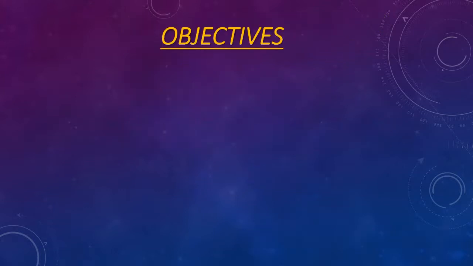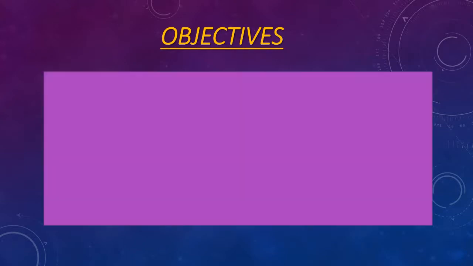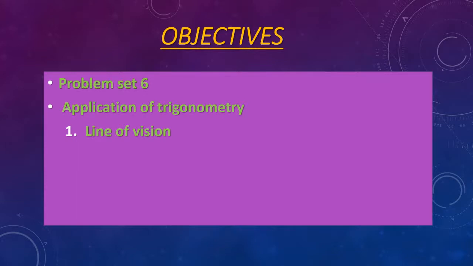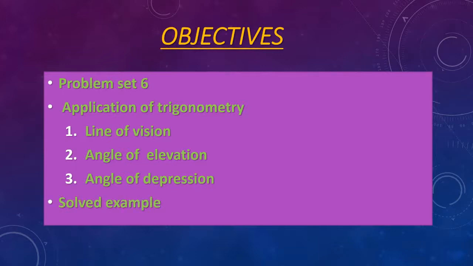Now let us see the objectives of this video. First we are going to see the problem set 6. Next is the application of trigonometry. We are going to see the terms that are related to the application of trigonometry. First is line of vision. Second is the angle of elevation. Third is the angle of depression. And next we are going to see the solved example.